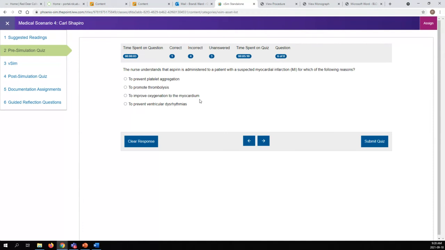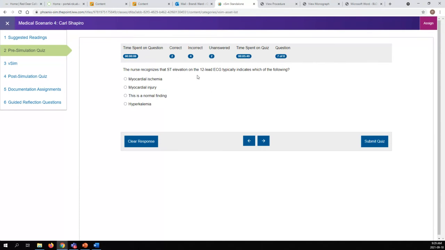The nurse understands that aspirin is administered to a patient with a suspected myocardial infarction for which of the following reasons? To prevent platelet aggregation, to promote thrombolysis, to improve oxygenation, and to prevent ventricular dysrhythmias. I'm going to go with this one because, based on the etiology of MIs, I know that it's related to clots. As you're doing the questions, that's exactly what you want to consider.